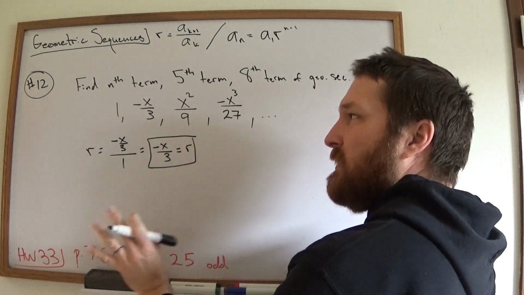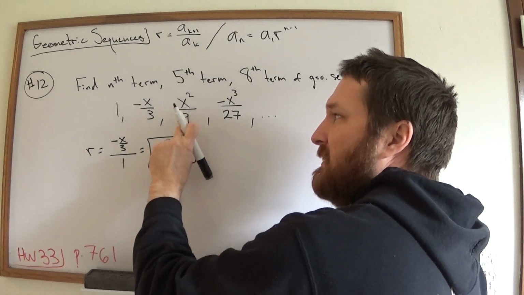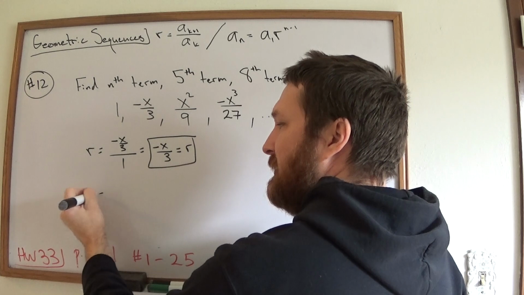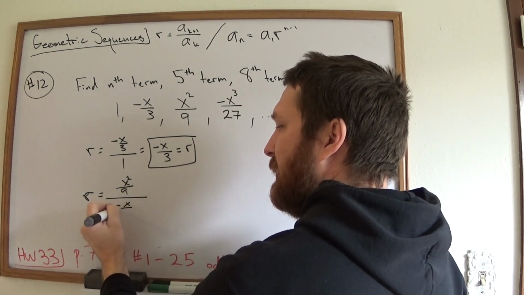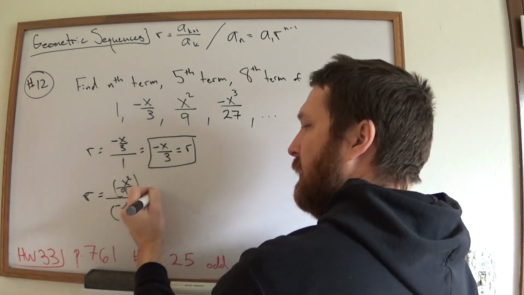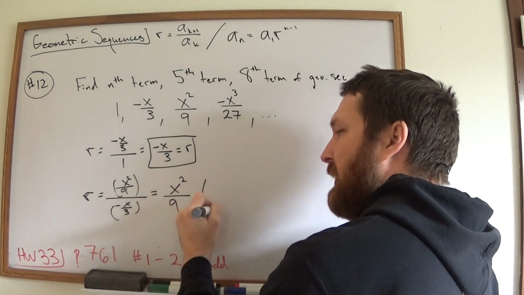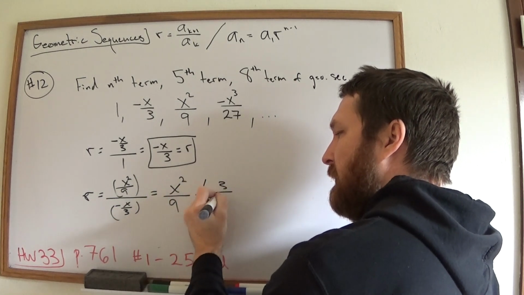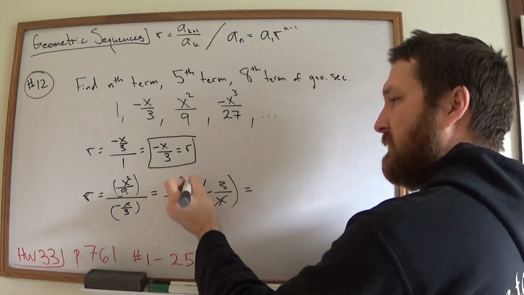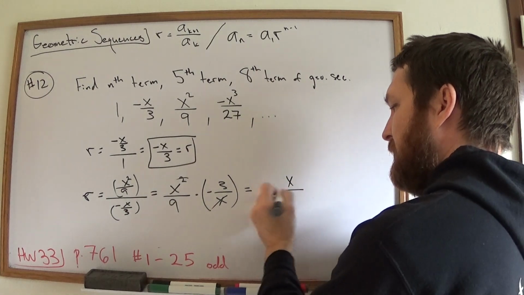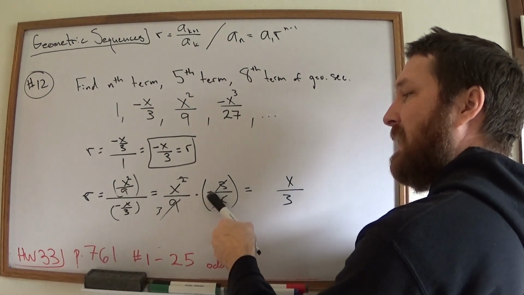Let's check it just to make sure, okay? Please do check your stuff, because it should be the same thing if I take that and divide by that. It should give me the same r. If I go x squared over 9, divide by negative x over 3. Okay, so that is, you take the numerator, and then you multiply by the reciprocal of the denominator. Okay, yep. The x cancels with the x on the top, and I get an x. The 3 cancels a 3 on the bottom, giving me a 3, and it's a negative times a positive, so I have a negative.